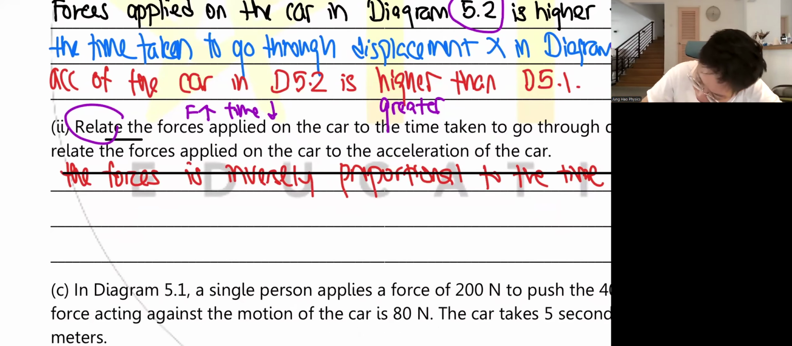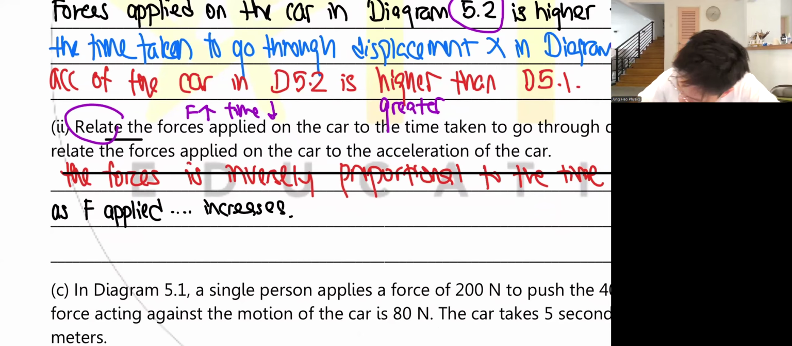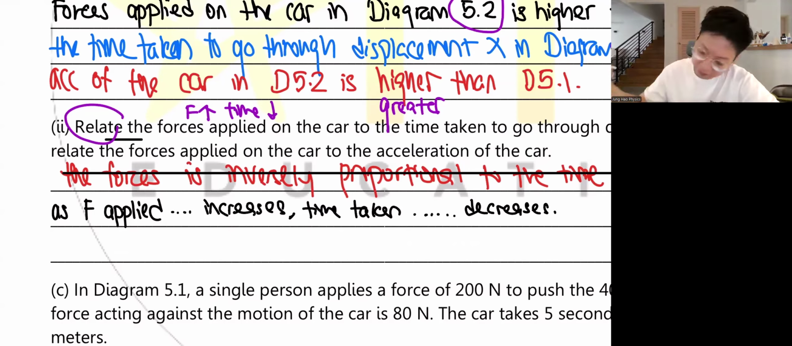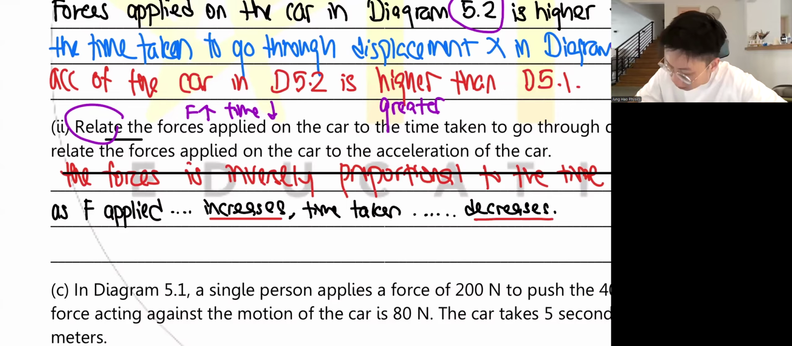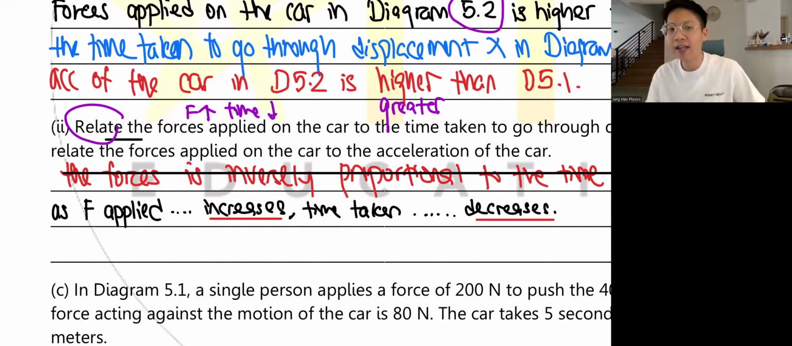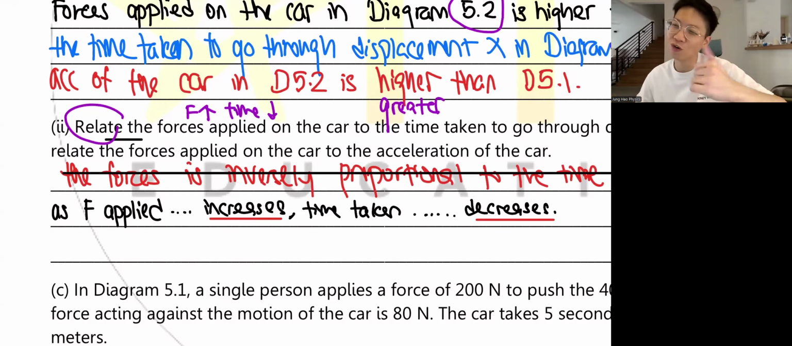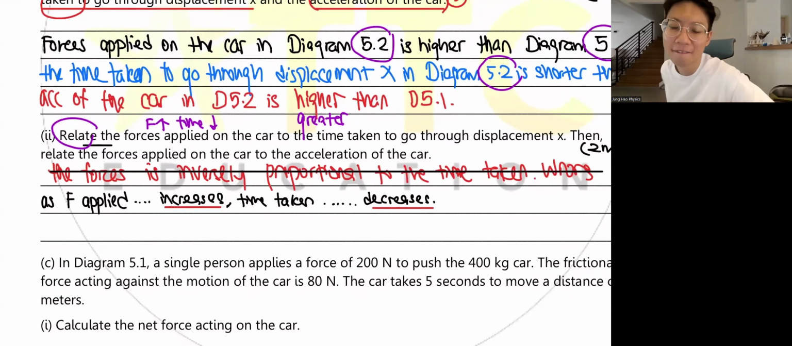So we can say, as the force applied on the car increases, then you just have to say the time taken decreases. That's it, enough. So the answer that we will write is the increases, the decreases. Or you can say the higher the force applied, the shorter the time taken, also okay, but I prefer increase, decrease. And then last but not least, we still have one more.